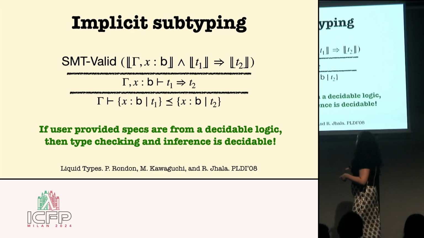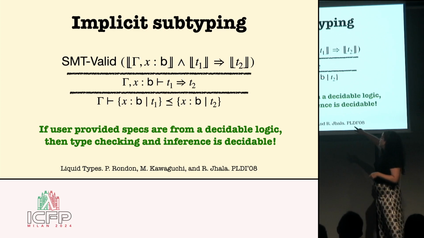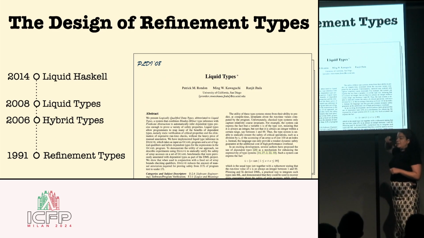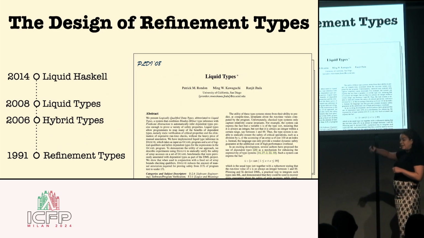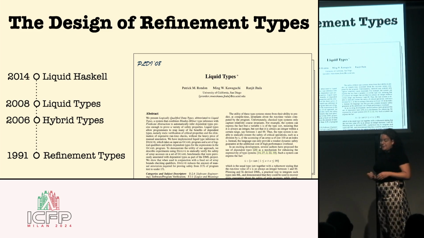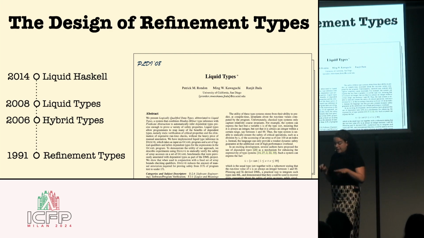And then, of course, a big contribution of liquid types is that they use abstract interpretation and some predicate abstraction techniques to also give decidable inference of refinement types. So when we say liquid types, essentially we mean the inference technique of refinement type checking, and the requirement there is that all the specifications you use are decidable.